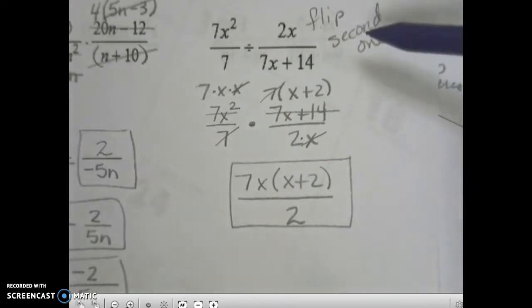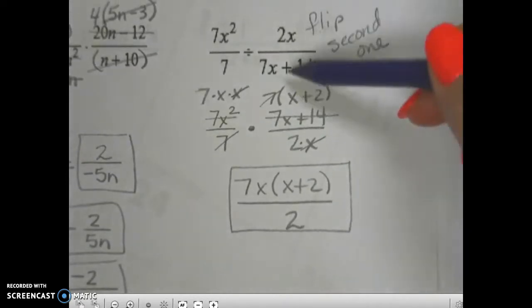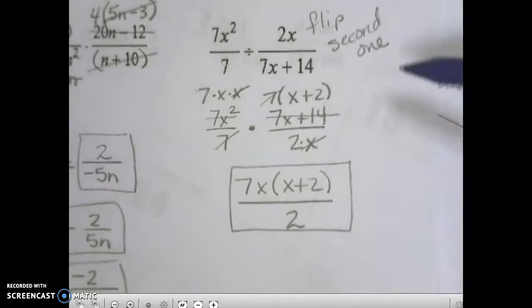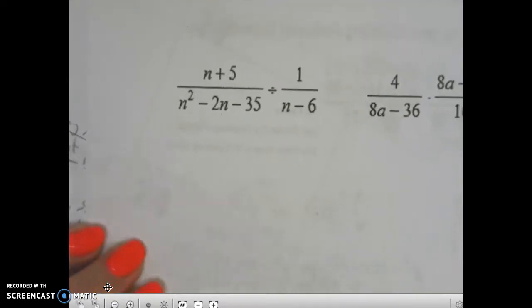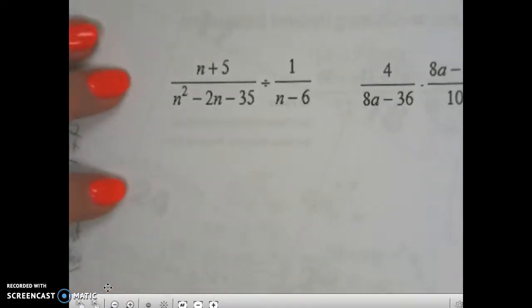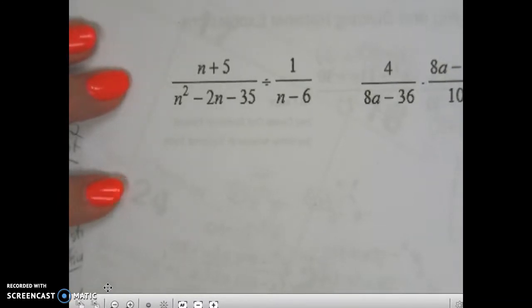So, to recap, in division, you flip the second one, and then you still do the exact same process. All right, let's do one more division problem before you have 3, 4, 5 problems to work on your own.